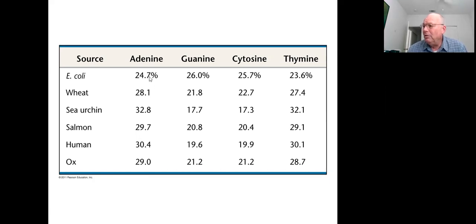So if you look at E. coli, wheat, sea urchin, salmon, human, ox, if you know the percentage of A, you pretty much know the percentage of T for all of those. Each one is unique, but the same basic principle applies. A and T are present in essentially the same percentage. Likewise for G and C. The G percentage and the C percentage were essentially the same. And irrespective of whichever DNA you looked at, the same thing. If you knew the G percentage, you pretty much knew the C percentage.